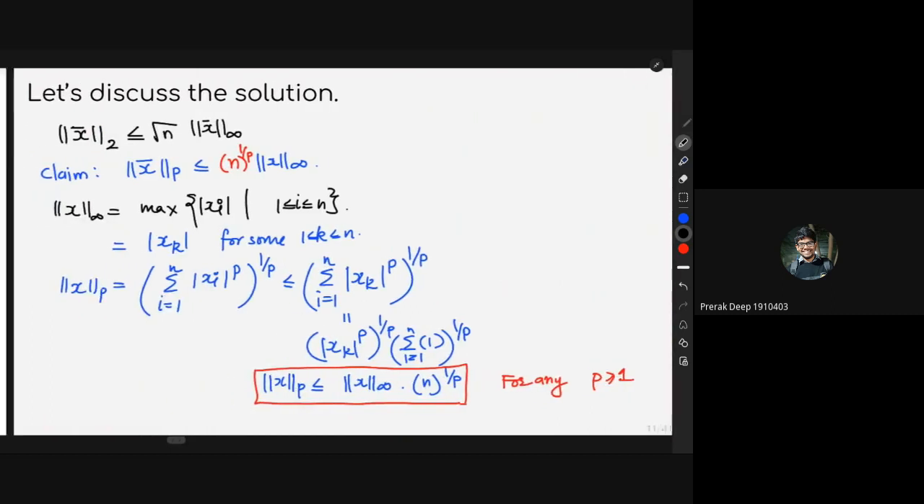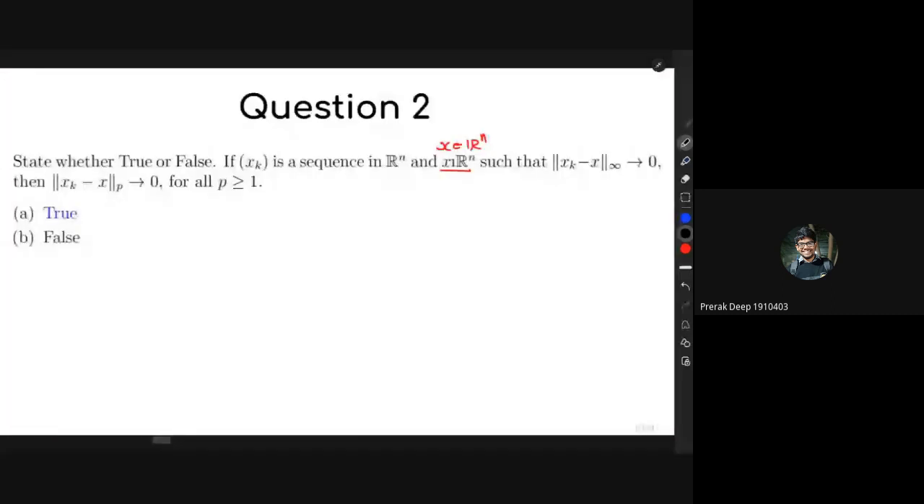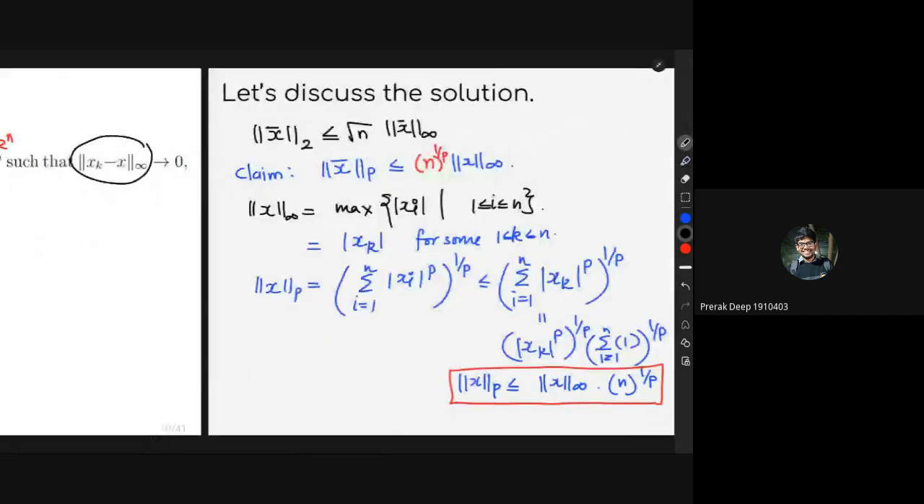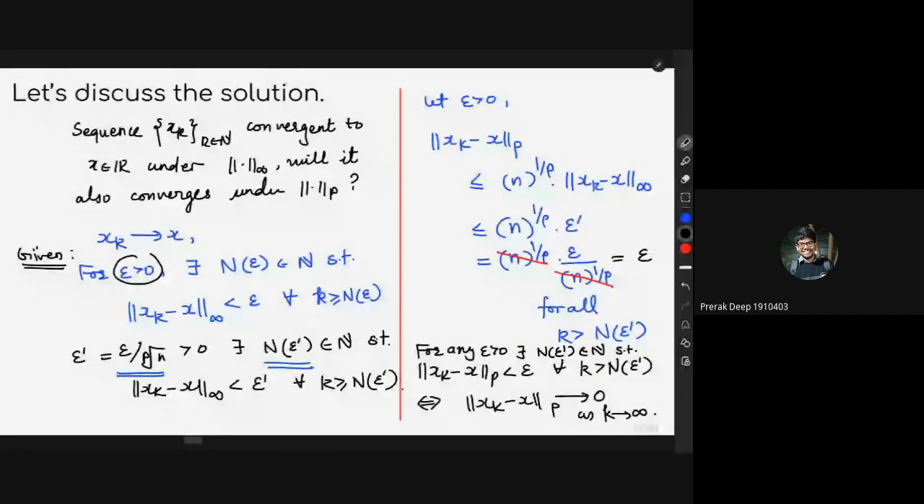So this is what we were asked to prove. If a sequence is converging under the supremum norm, will it converge under the p norm as well? It happens to be true, and we have proved this. So this is the proof of that part. Any questions?